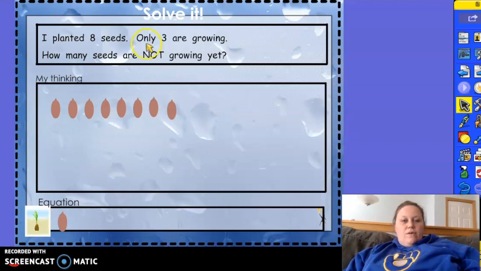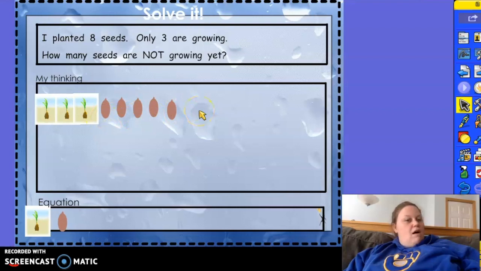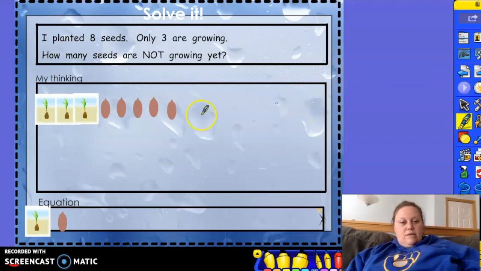Oh no, only 3 of the seeds are growing. Huh. Okay, so here's a seed that's growing. So let's say this one's growing. So we're going to cover that up. That one's sprouted. This one has sprouted. That's 2. And this one. So 3 are growing. But these leftover ones are not growing. Let's count how many of those there are. 1, 2, 3, 4, 5. There are 5 that are not growing.